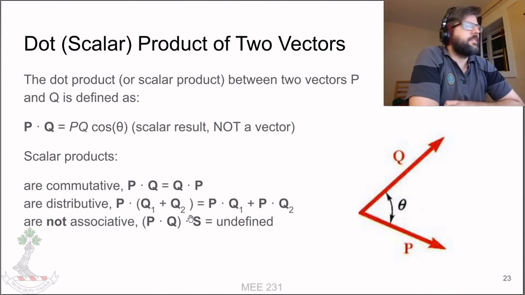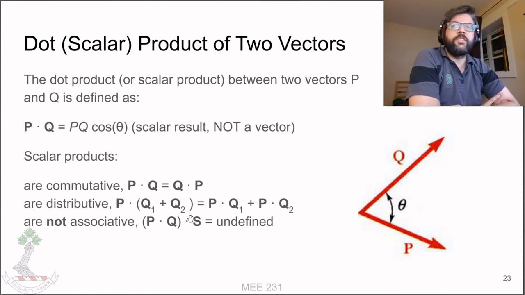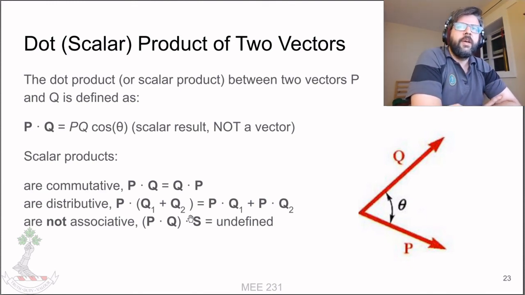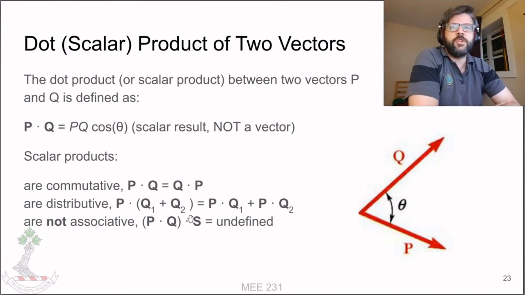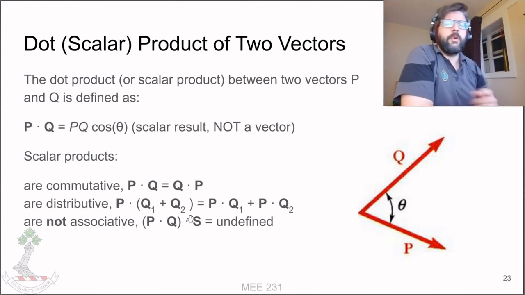In essence, the definition of the dot product is a quantity. Again, the result of the dot product is not a vector itself. So it's a scalar result. It gives us a magnitude. It doesn't give us a particular direction, and we'll come into why we want to use that later.